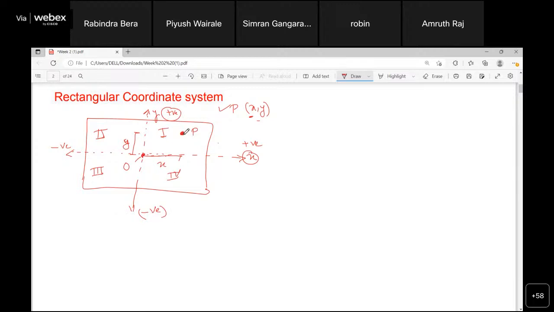Now, if I say my point lies in the first quadrant, what will be the coordinates of point P? Positive, positive, right? In the first quadrant, both x and y are positive.